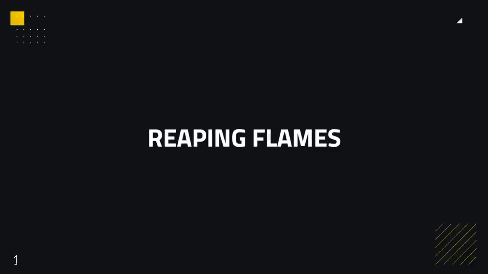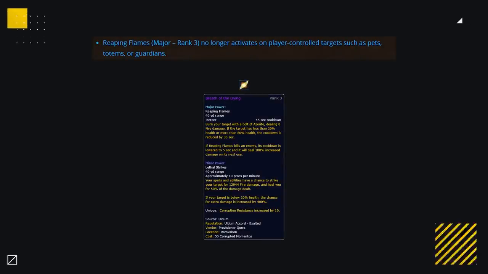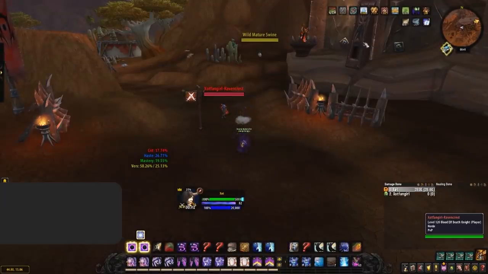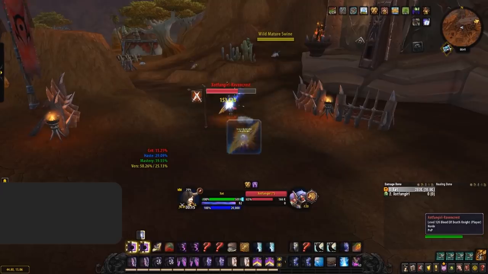The next big change that we've seen is a nerf to Reaping Flames. As we know, Reaping Flames is the Breath of the Dying Major essence, and when used on a target above 80% or below 20%, will reset to a 15-second CD. The rank 3 portion of this essence, though, further buffs this and, if used as a final blow to kill a target, will reduce its cooldown to 5 seconds and also buff the damage by 100%.